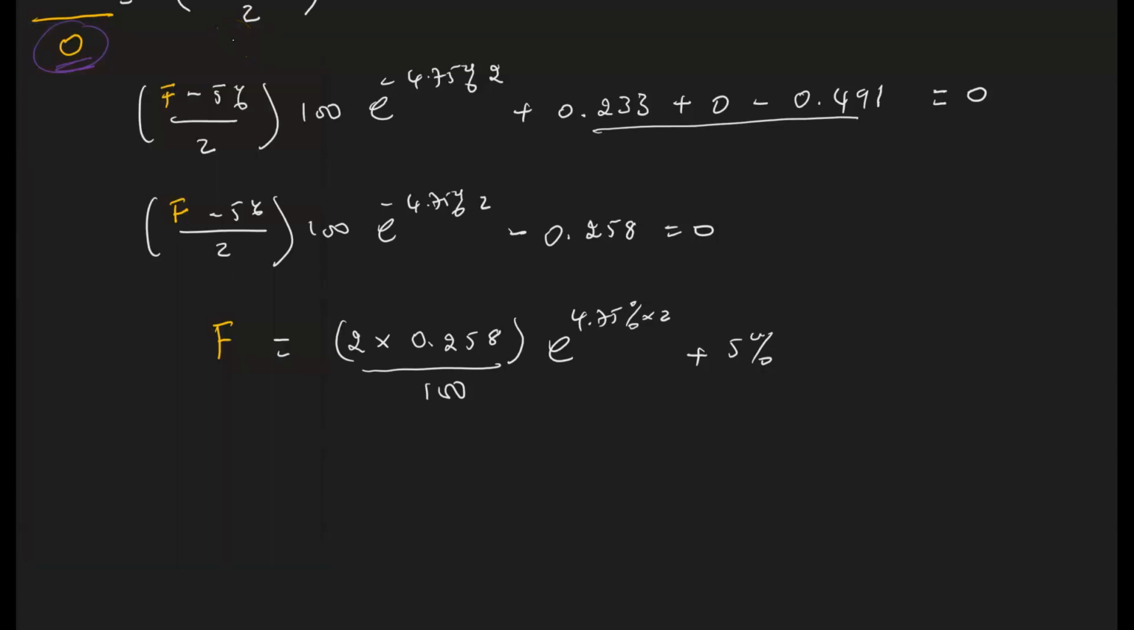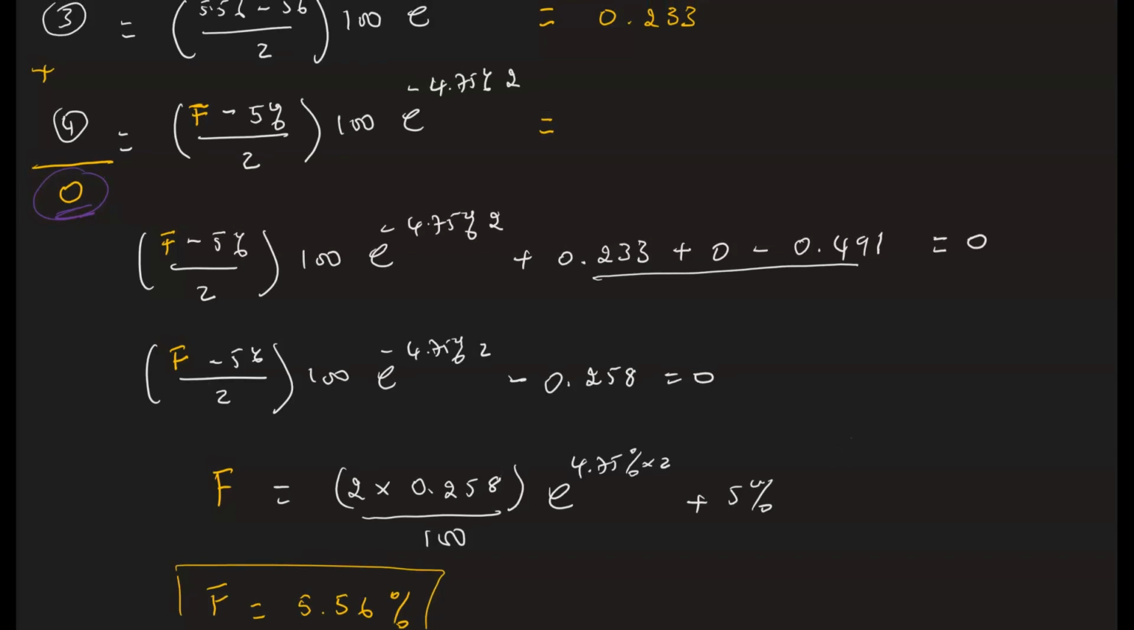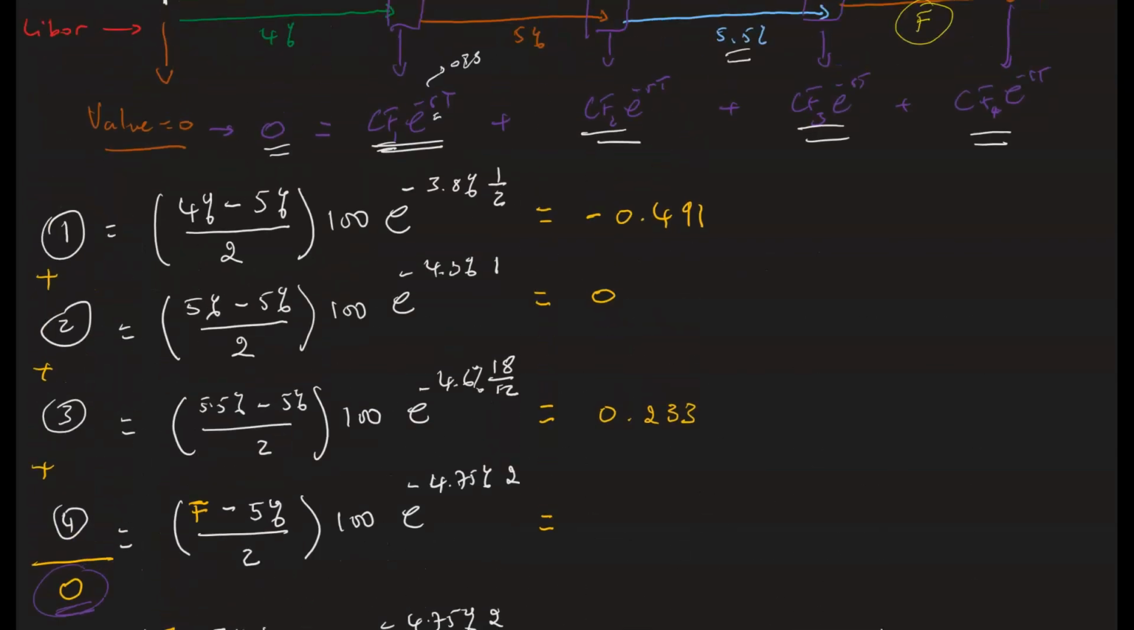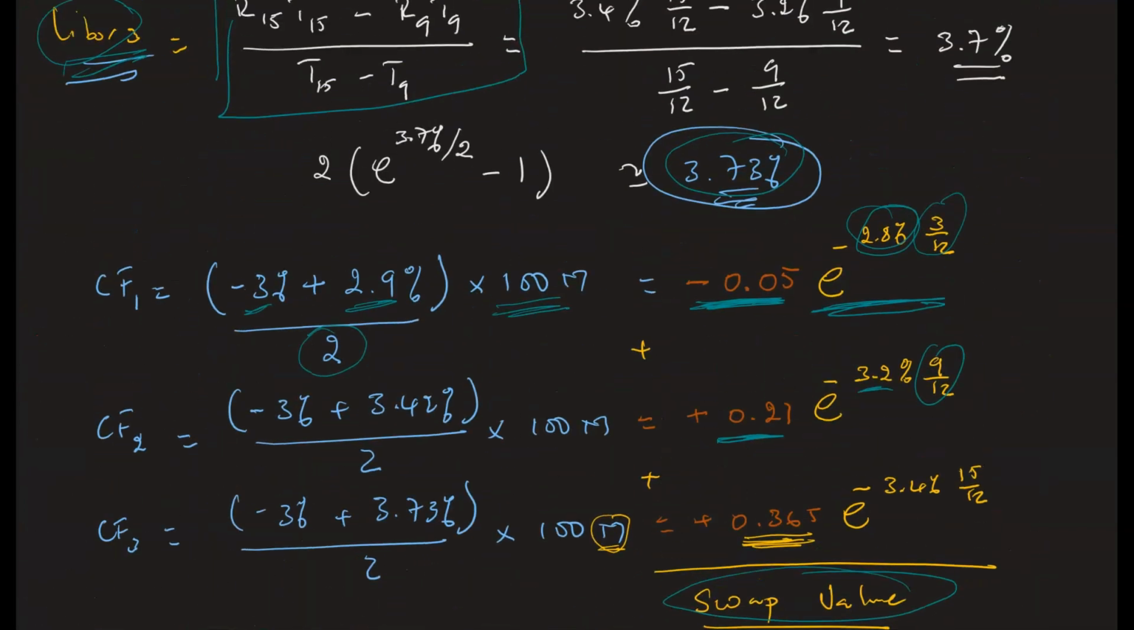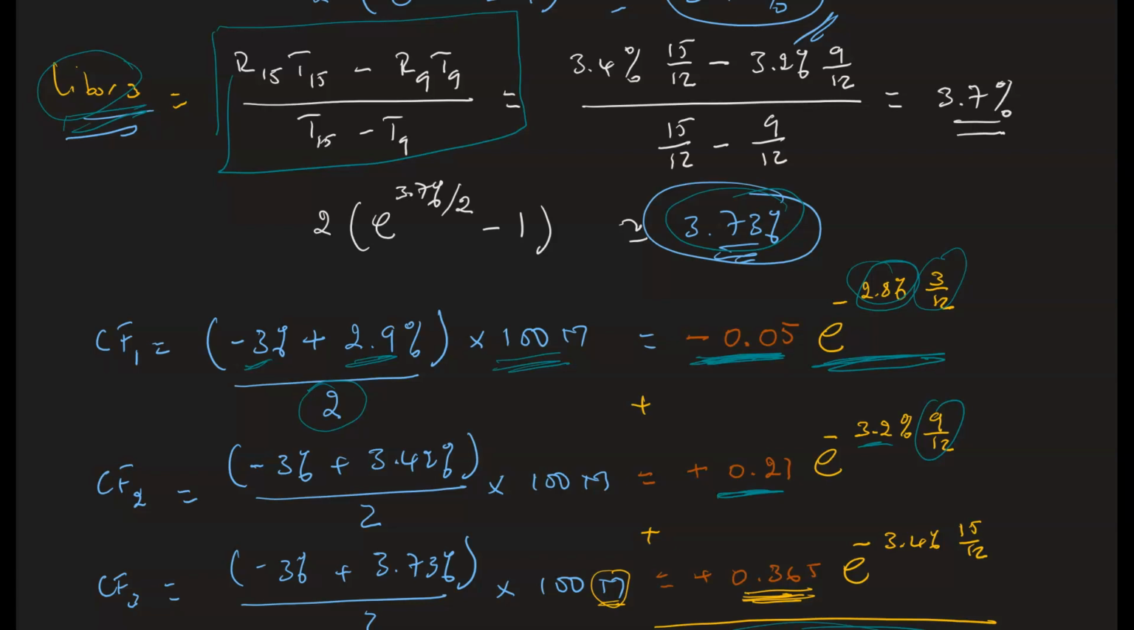So our forward LIBOR rate is going to be equal to 5.56% approximately. Alright, so this is going to be our example for our bootstrapping method for forward LIBOR rate. That is, in the previous example, we used forward rate agreements, the definition of forward rate agreements, in order to forecast or estimate what our expected future LIBOR rate is going to be.